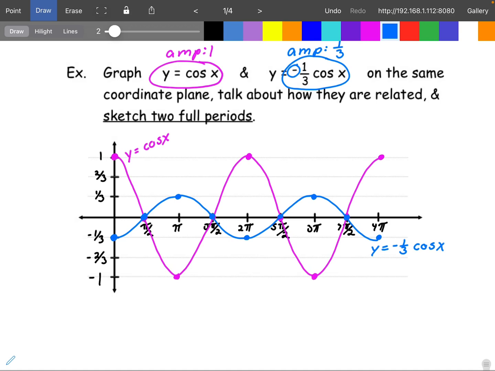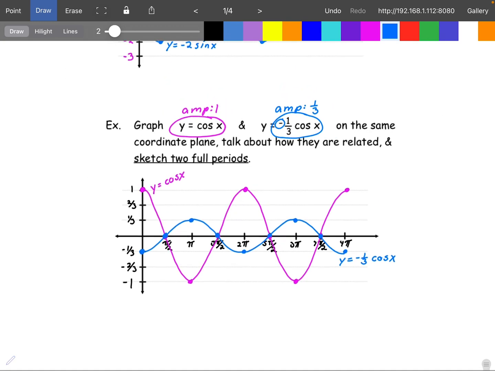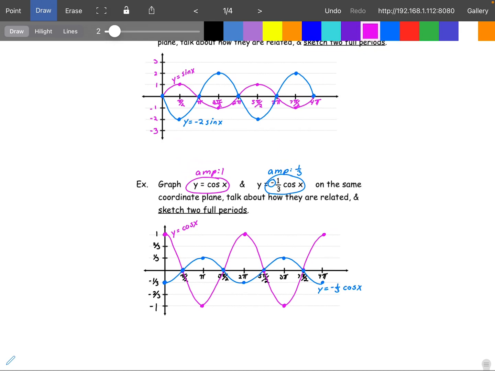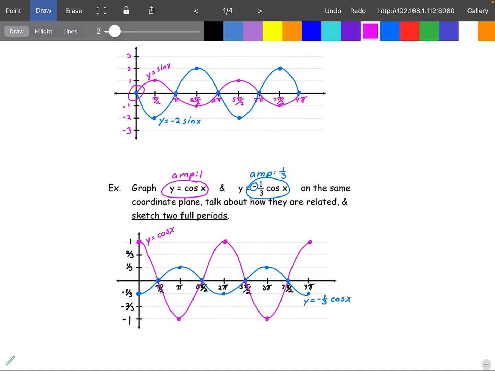Okay, so that's changing the amplitude. Like I said, always make sure that you label your axes clearly and then be very careful how high or low your function is going, and does it start at 0 as in sine, or does it start at 1 or whatever it's been changed to for cosine.